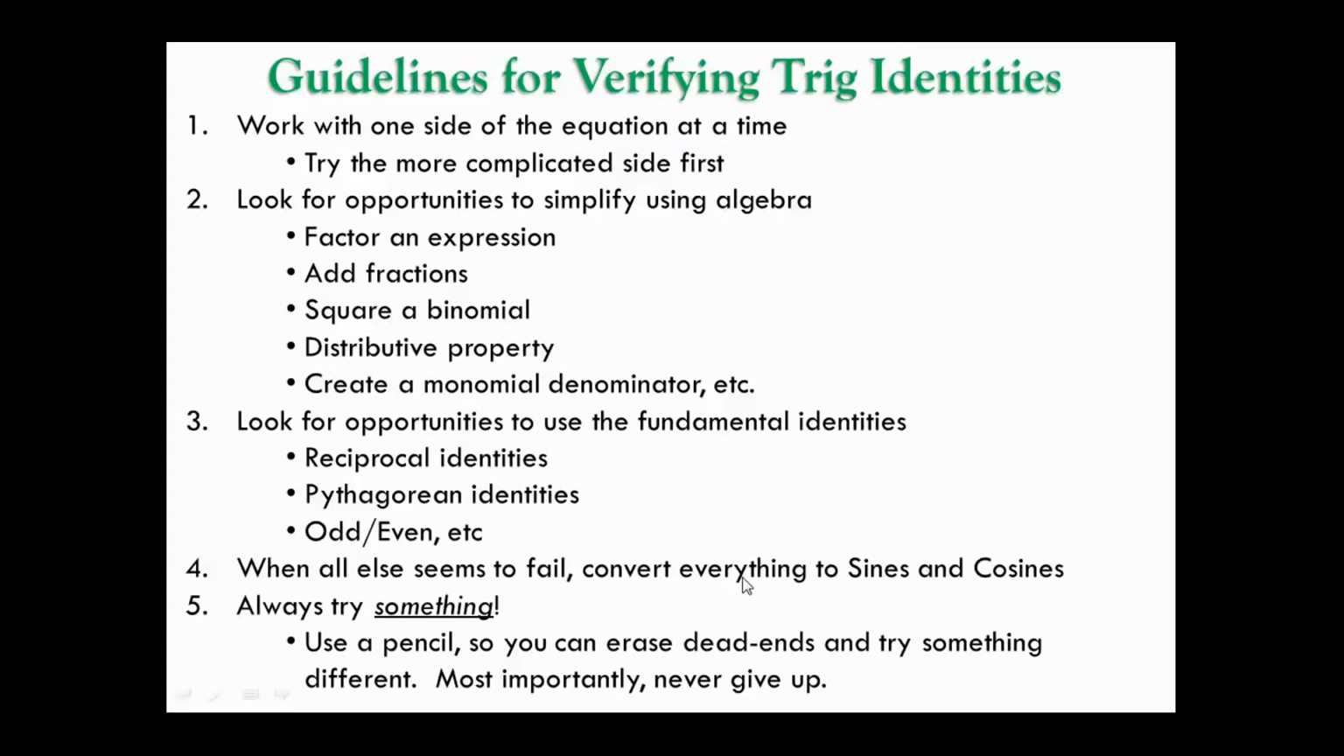Number 4, when all else seems to fail, if you get really, really stuck, just try to convert everything to sines and cosines. As you know, tangent is sine over cosine. Cotangent is 1 over tangent, which means it's cosine over sine. So everything, even cosecant and secant, can be turned into sines and cosines. And last but not least, always do something. Never give up. Use a pencil so you can erase anything that doesn't work, but always do something.